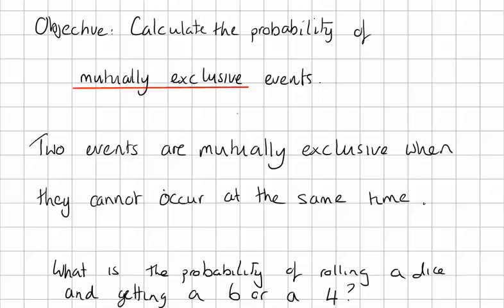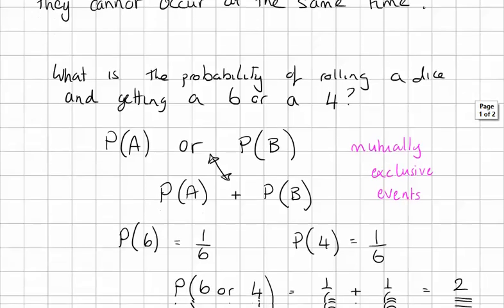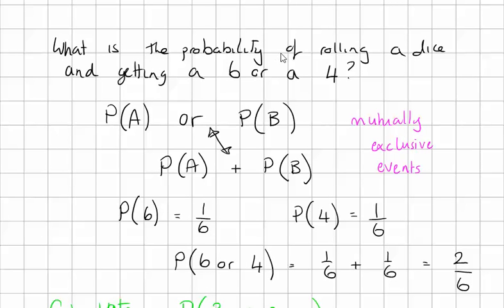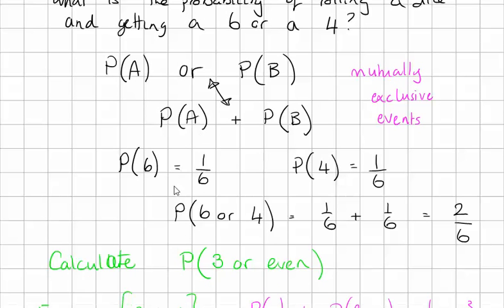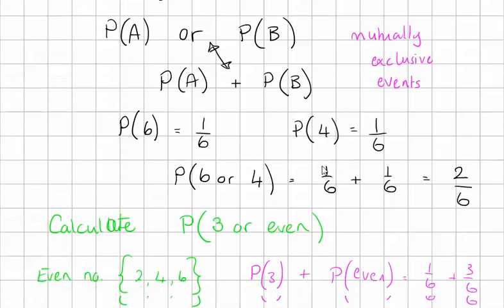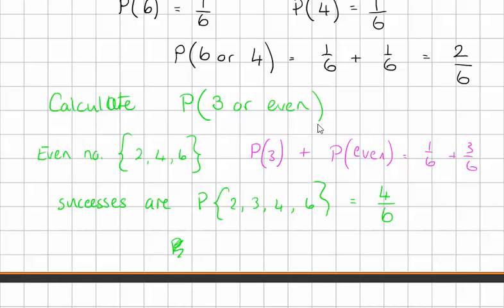What was important about mutually exclusive? Well, if we consider probability of rolling a dice, what is the probability of getting a 6 or a 4? Well, we said with this fancy notation that you now are perfectly happy with, you add the probabilities together. So the probability of getting a 6 or a 4 is 2 out of 6 because you add those. The probability of getting a 3 or an even: the probability of a 3 was 1 out of 6, the probability of even was 3 out of 6. Add them together, 4 out of 6. So there are the numbers.